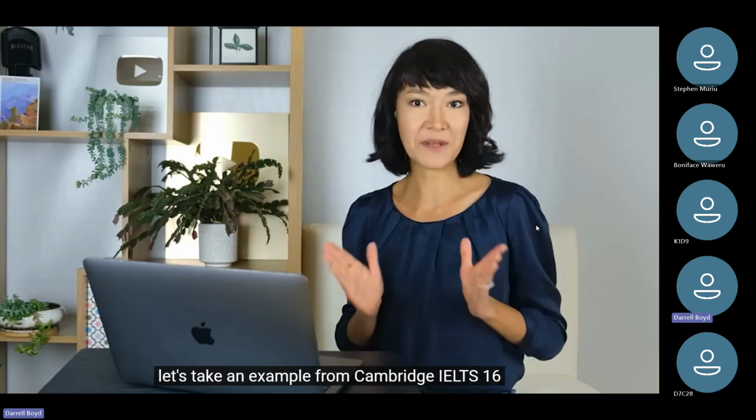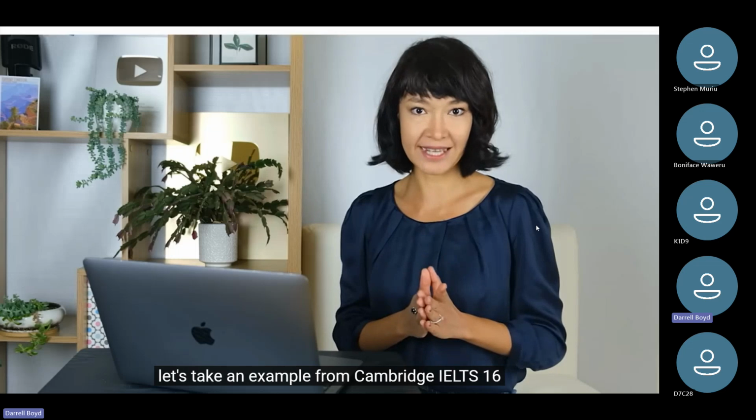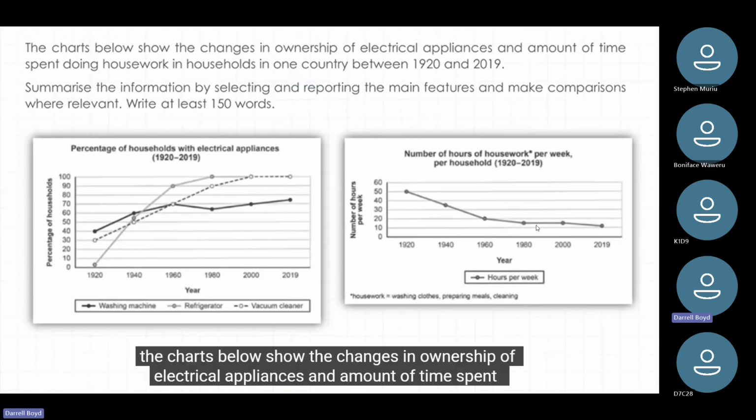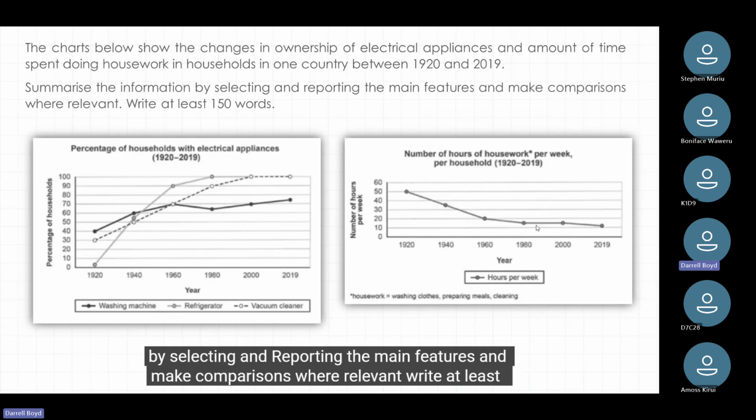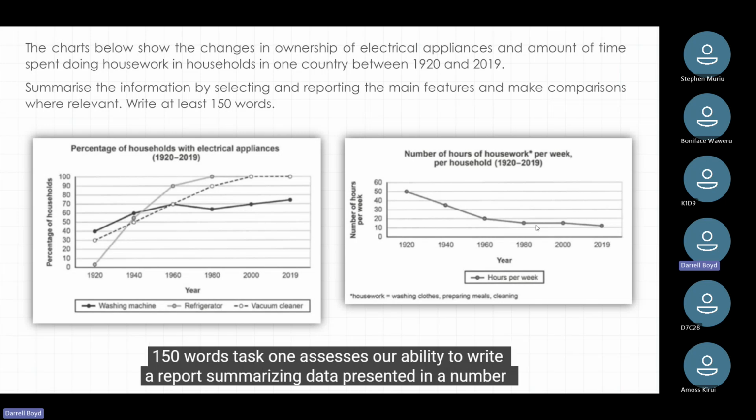Let's take an example from Cambridge IELTS 16. The charts below show the changes in ownership of electrical appliances and amount of time spent doing housework in households in one country between 1920 and 2019. Summarize the information by selecting and reporting the main features and make comparisons where relevant. Write at least 150 words.